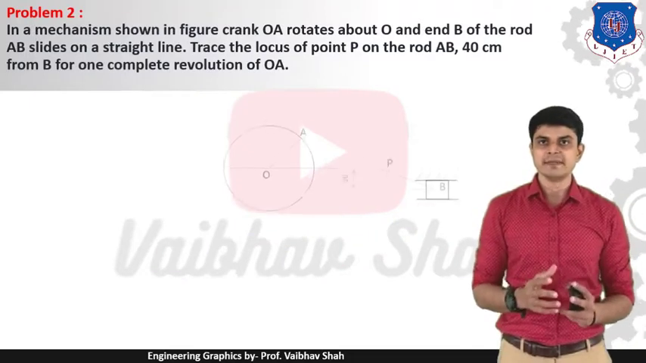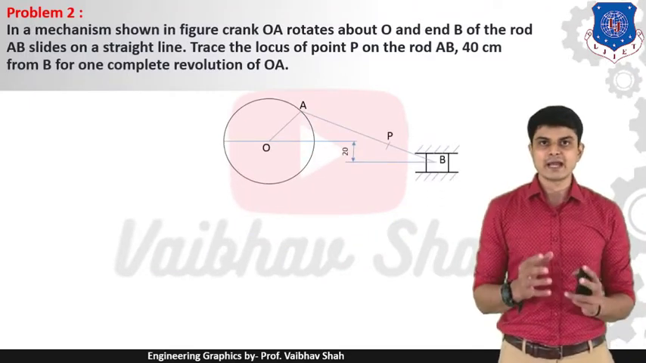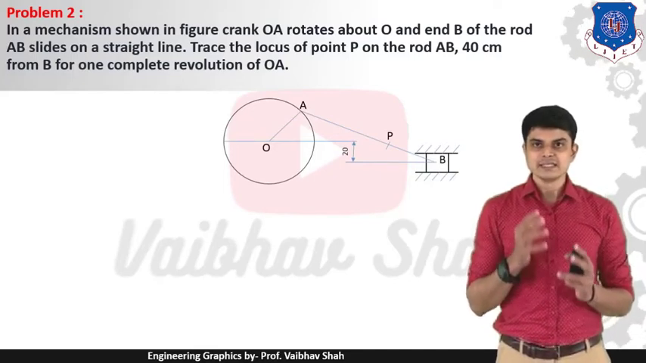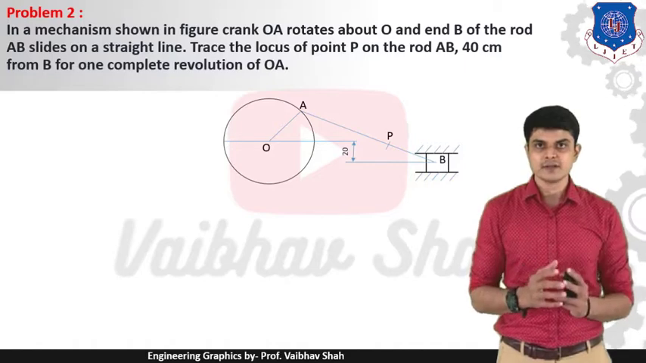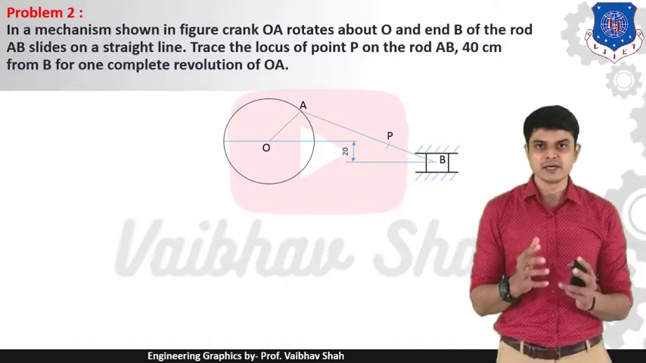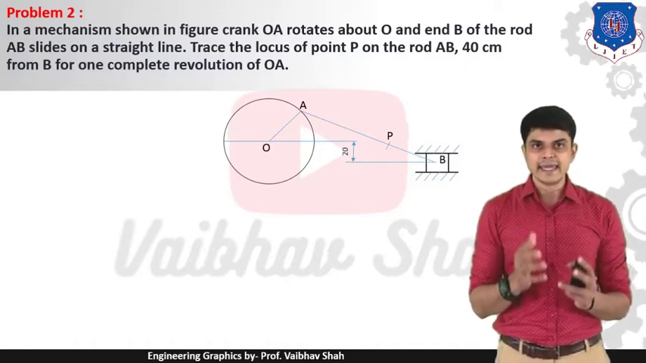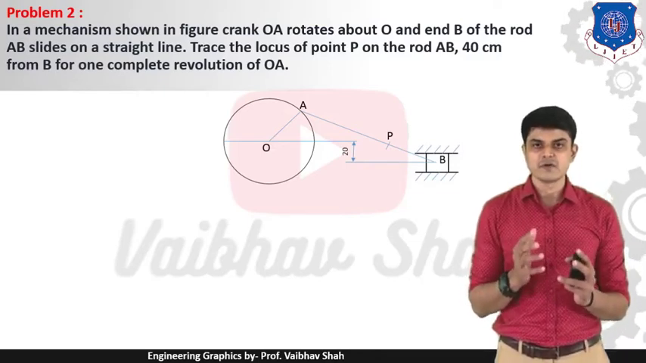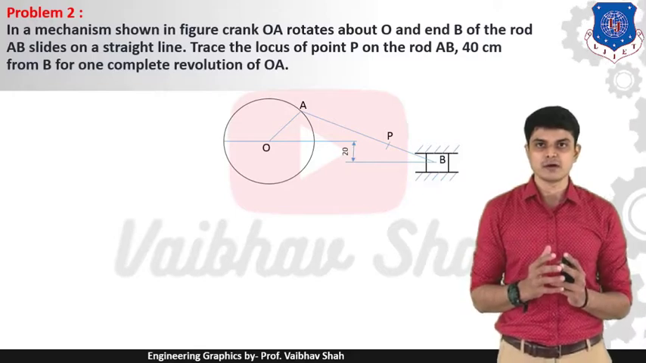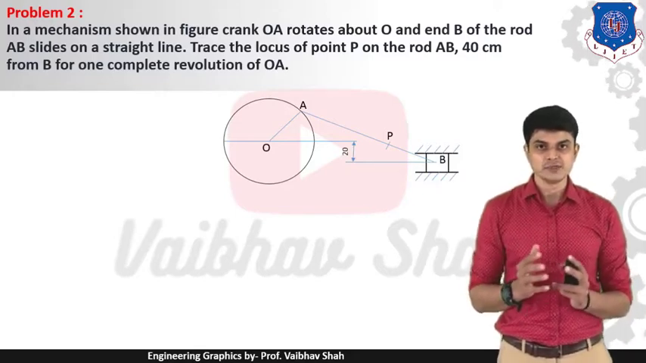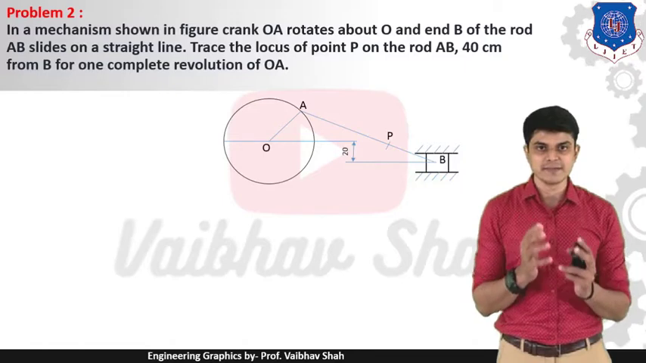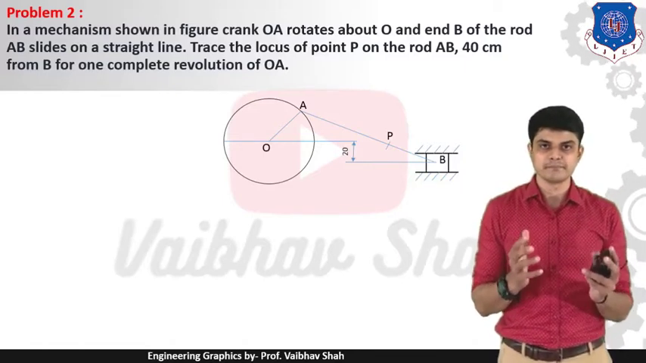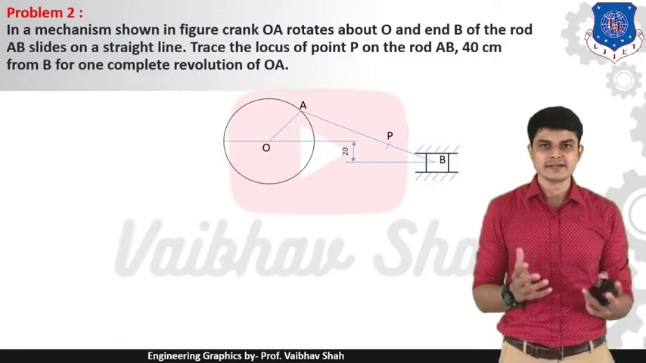Problem number 2. In the mechanism shown in the figure, crank OA rotates about O, and endpoint B of the rod AB slides on a straight line. Trace the locus of point P on the rod AB, which is 40 mm away from B, for one complete revolution of crank OA. See here, the point P is not our midpoint, but it is the point which is 40 mm away from your B. Don't worry, it doesn't matter.